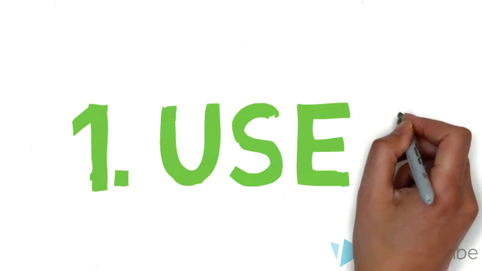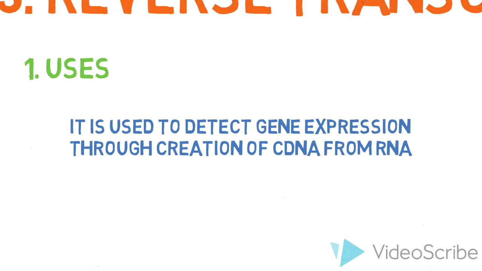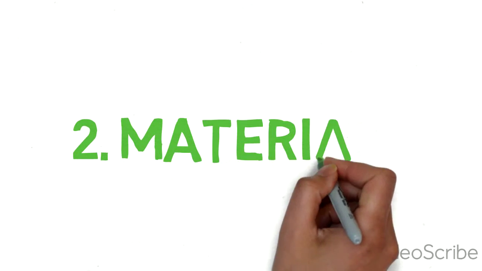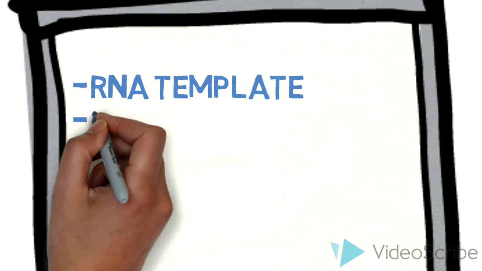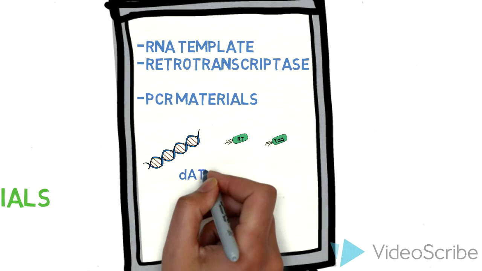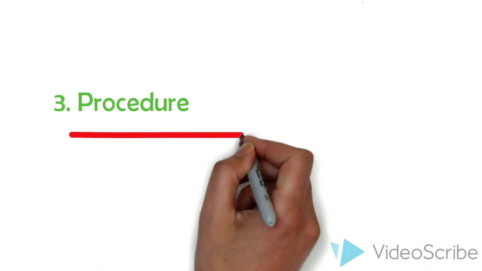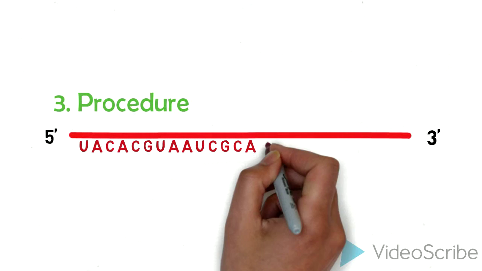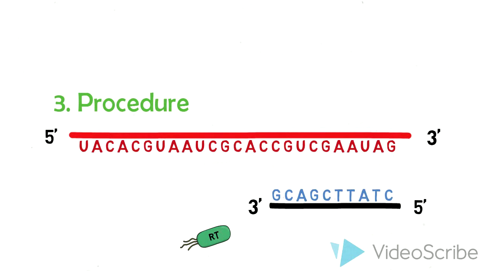Reverse transcription PCR. First, uses. It is used to detect gene expression through creation of cDNA from RNA. Second, materials. RNA template, reverse transcriptase, PCR materials. Third, procedure. The RNA template is first converted into complementary DNA using a reverse transcriptase. The cDNA is then used as a template for exponential amplification using PCR.